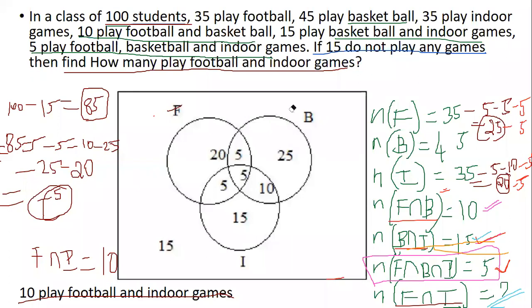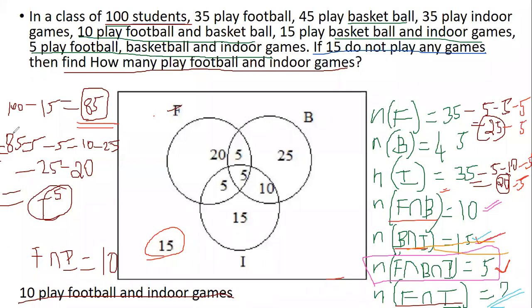Now if you add all the numbers in the Venn diagram, you will get 85. Just check everything. 20 plus 25 plus 15 plus 5 plus 5 plus 5 plus 10. You get 85, which means the answer is correct because the total which we got was 85. Now 15 are the students who do not participate in any of the games, so they are kept aside inside the box but outside all the sets. So that is your complete problem.